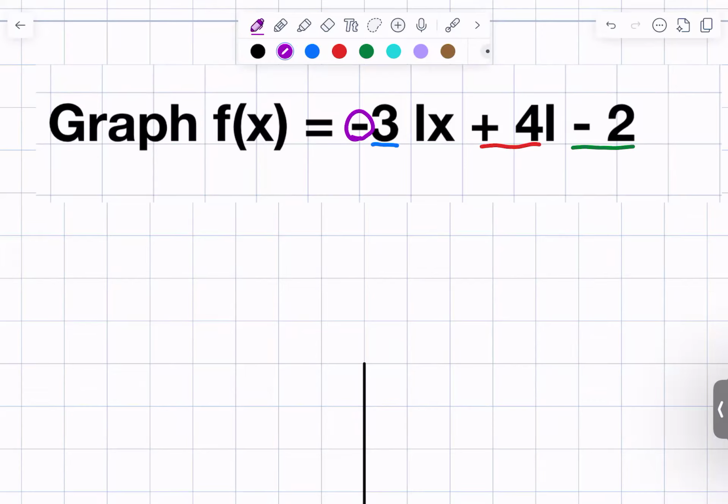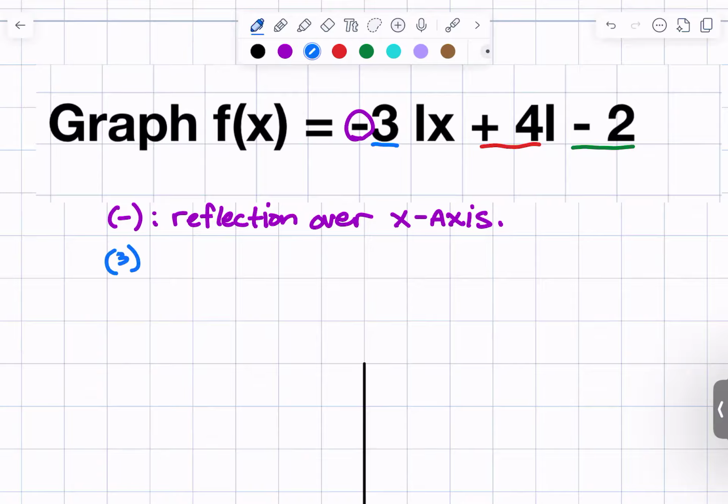Again, the negative is a reflection over the x-axis, right? The 3 is going to be a vertical stretch by a factor of 3.